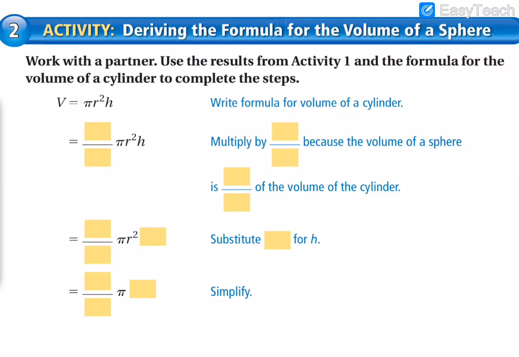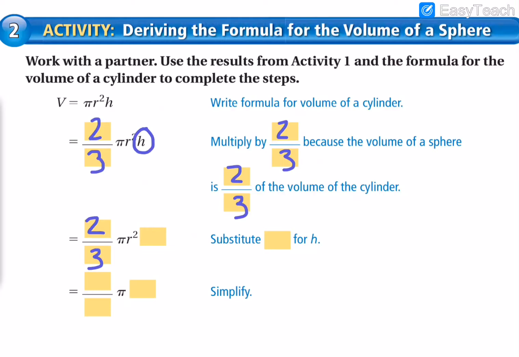Okay, so we saw in the video that the sphere was 2/3 of the volume of the cylinder. So we're going to multiply by 2/3 because the volume of a sphere is 2/3 of the volume of a cylinder. And we saw that when she, or he, I don't know actually, pushed the sphere into the full cylinder. Okay, so going down to the next step, we know that it's 2/3 times pi r squared times height.